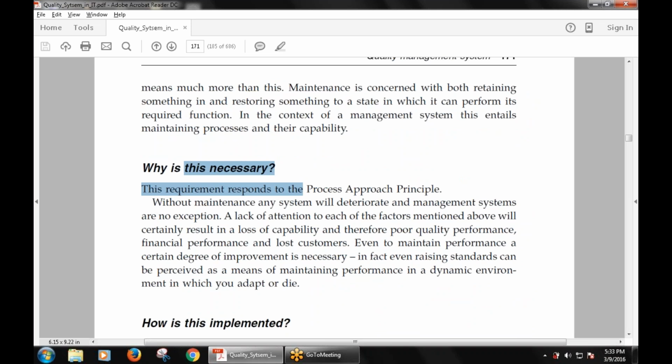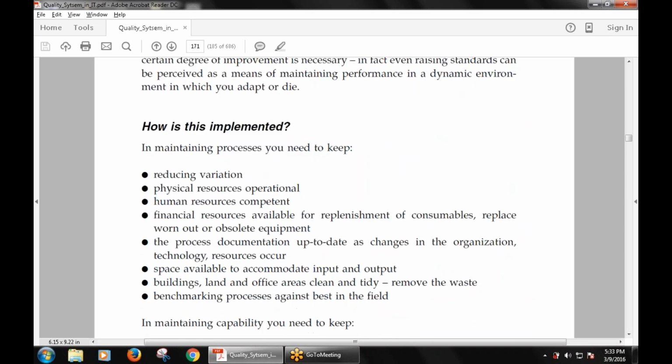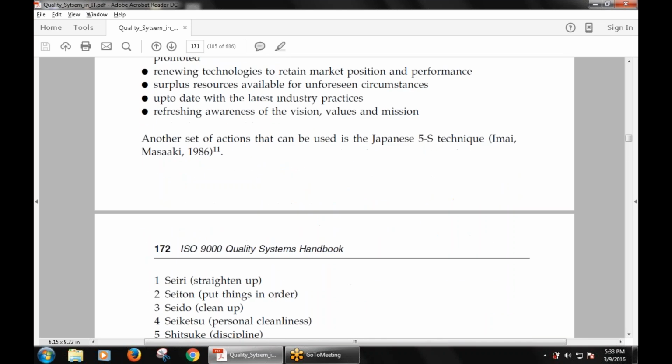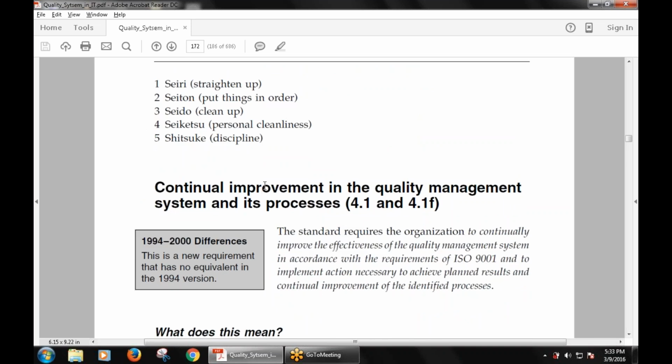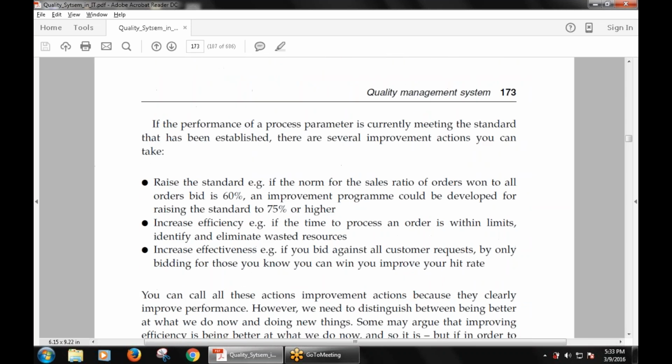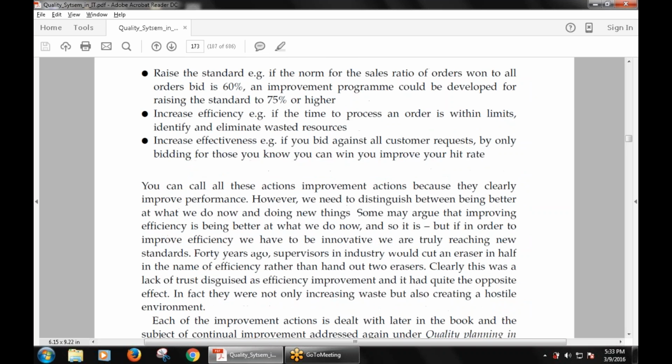Now, why is this necessary? That is necessary for the process approach principle. How it is implemented by reducing the variations, with physical resources operational, human resources competent, and financial resources available for the replenishment of the consumables, replacing the inventory or the obsolete equipment. Then continual improvement in the quality system and the processes. That is, there is a continuous improvement in the quality processes.